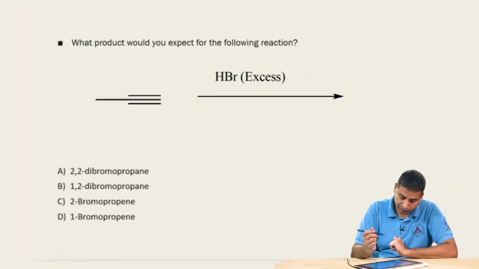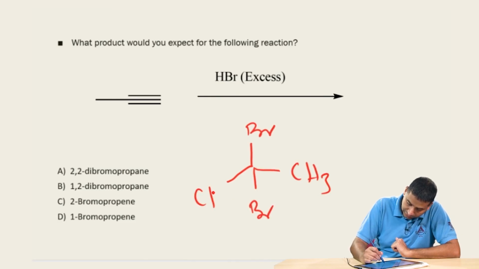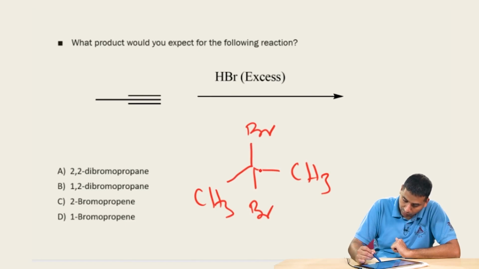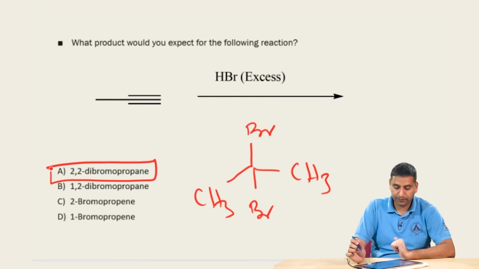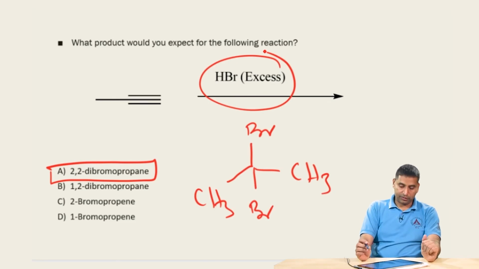So, let us look at the answer. The answer would be as shown here: Br, Br, CH3, CH3. So, this would be 2,2-dibromopropane. So, the correct answer would be A. Keep in mind you are dealing with excess of HBr.